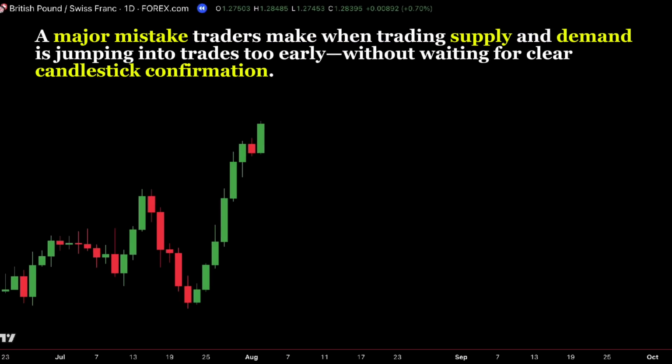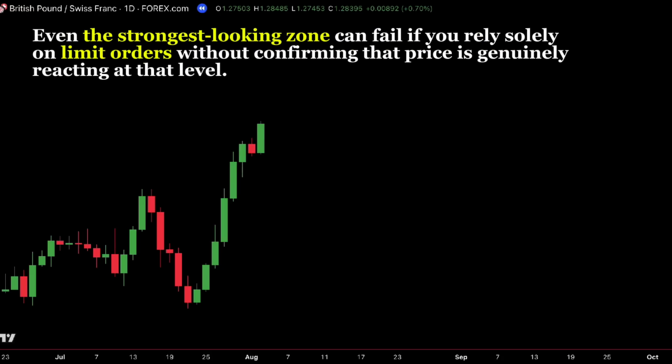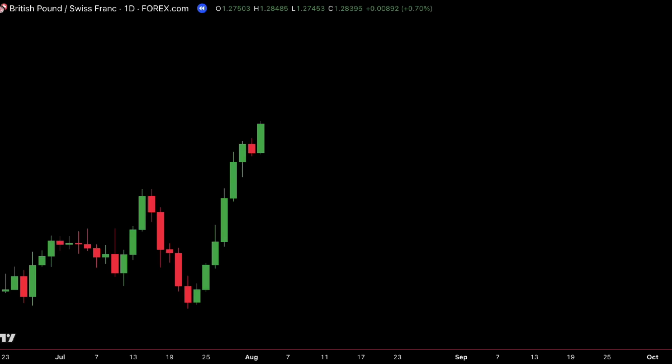A major mistake traders make when trading supply and demand is jumping into trades too early without waiting for clear candlestick confirmation. Even the strongest looking zone can fail if you rely solely on limit orders without confirming that price is genuinely reacting at that level. Let's break this down clearly with some practical examples.